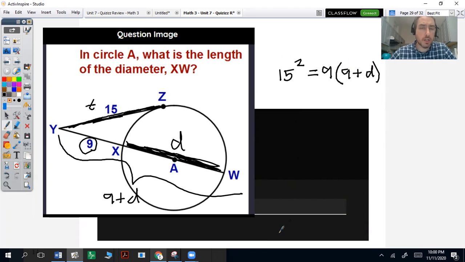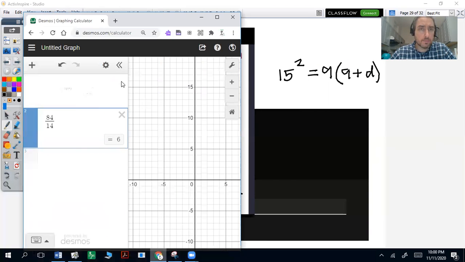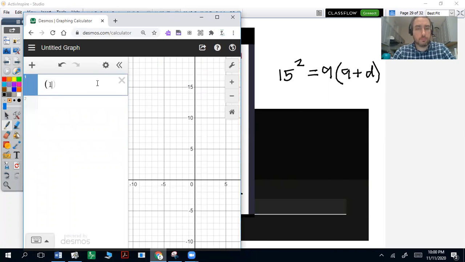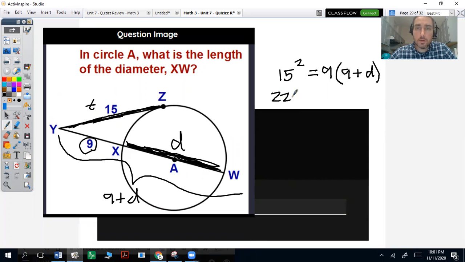So 15 squared, you can check that. That's 225. Then 9 times 9, if you distribute, is 81. You know how to check that. So it's going to be 225 is equal to 81 plus 9 times D.